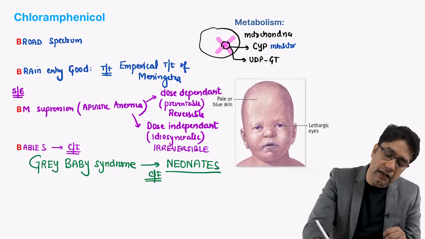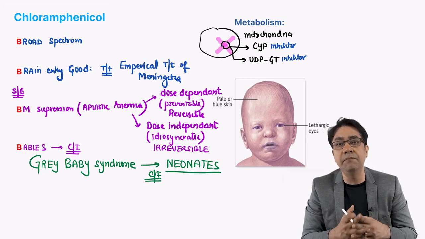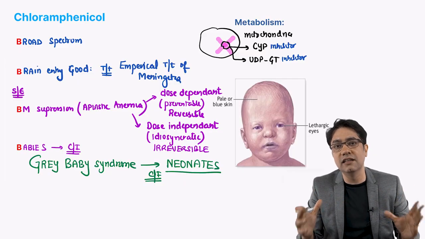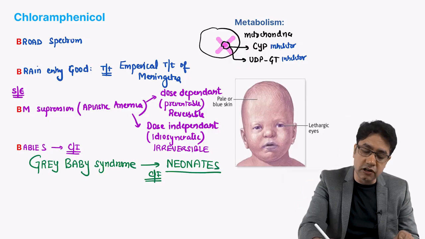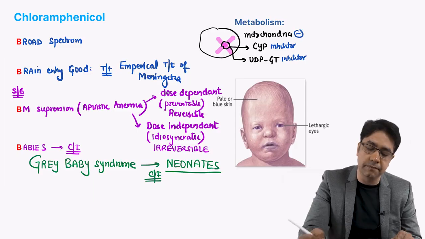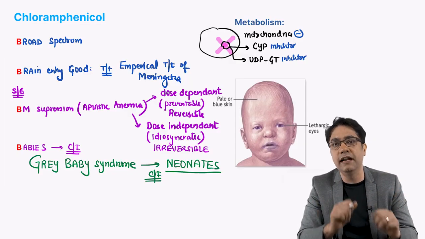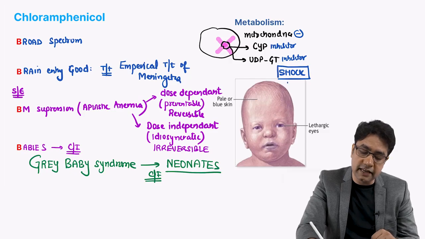Now, don't you think if mitochondria stop working, what will happen? Your cell cannot make ATP. Your cell cannot utilize oxygen. And all the cells, all the organs of the body will die because of hypoxia. So, because of this mitochondrial inhibition, this small child will have multiple organ damage. And because of multiple organ damage, the child may go into shock. And the skin of the child will become cyanosed or grey.